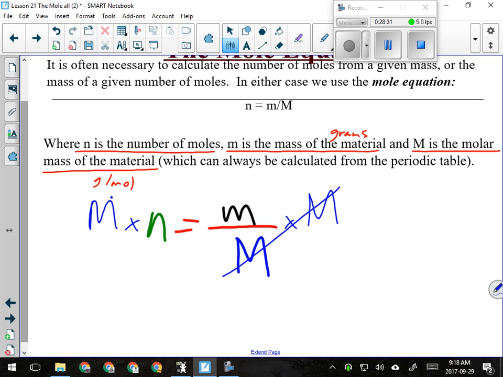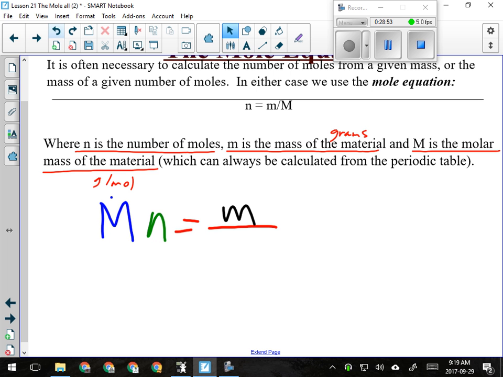You're not going to have to solve for big M using this equation, are you? Where do you always get molar mass, big M, from? From the periodic table. So you're never going to use this equation to solve for big M. That's really the only manipulation you're going to have to do. So if I want to solve for little m, I just move big M over here.